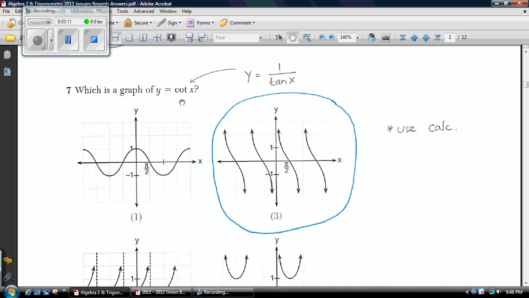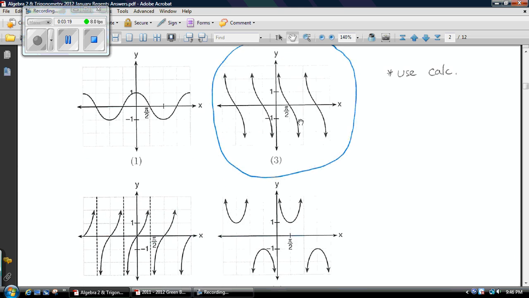Number 7, which of the following is the graph of y equals cotan of x. Cotan, remember, is the reciprocal of tan. Just punch it into your calculator. Go look for the answer.